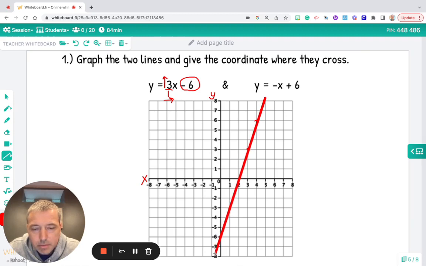So this line is going to look something like that. It's linear. It's going up. It has a positive slope, right? All right, let's change the color here.